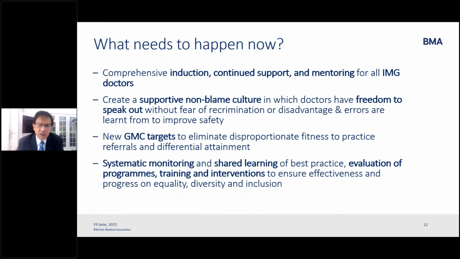The GMC itself has put out 2 targets to end disproportionate fitness to practice referrals and differential attainments. Those targets are important. We need to make sure that those are now delivered beyond just words. And we also need to have systematic monitoring within the NHS of how these barometers of equality are implemented. There are examples of good practice, and I think it's important to recognize that. Those need to be shared, disseminated, and we need to make sure that everyone working in the NHS understands this and is trained to make sure that they abide by these principles. So that's clearly something that needs to happen.